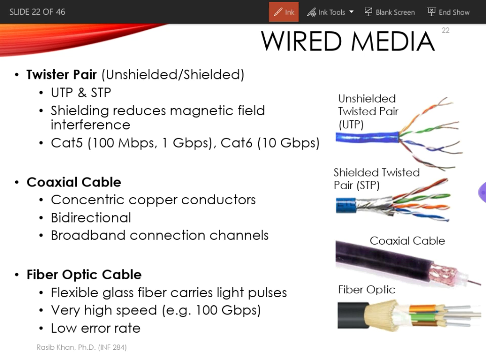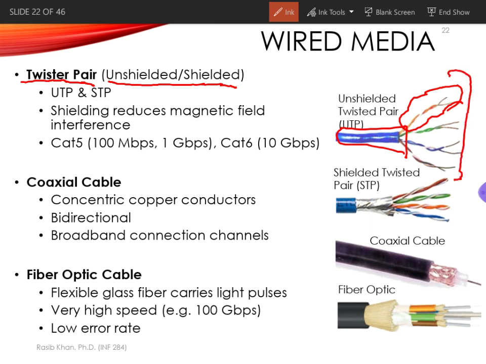So when we talk about wired media, probably the most common type of wired media is the twisted pair cable. It comes in both types, shielded and unshielded. If you look at the figure here, the unshielded twisted pair comes as a bundle of wires, and it comes out as twisted pairs of cables. So altogether there are 8 cables twisted together in pairs, so there are 4 pairs.